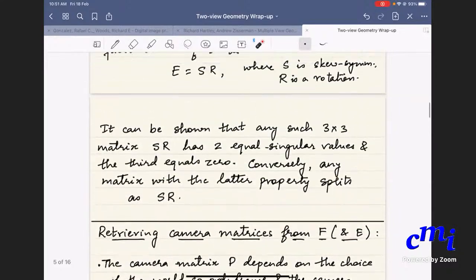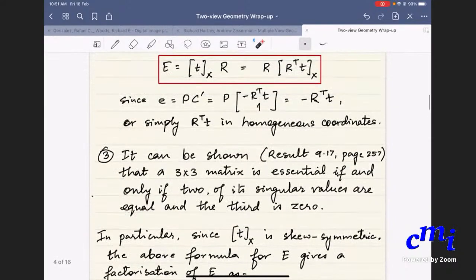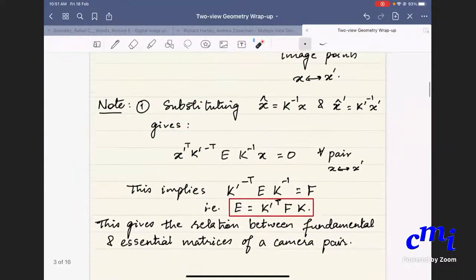So any questions here about the essential matrix? I've covered the three main properties of the essential matrix, and the definition. Do you have any questions about this?